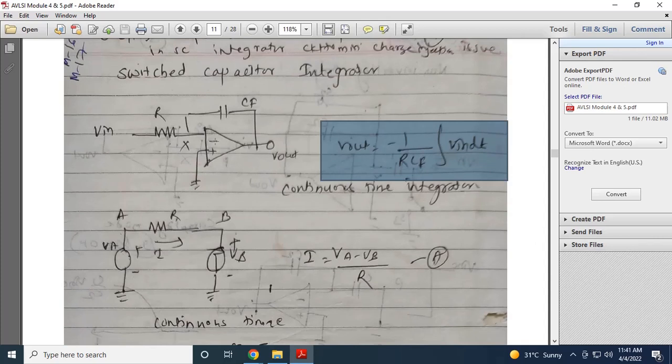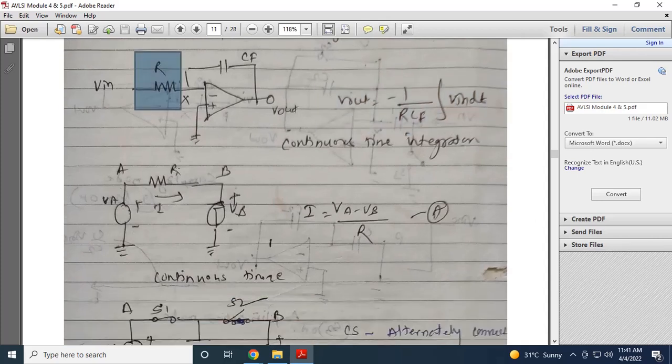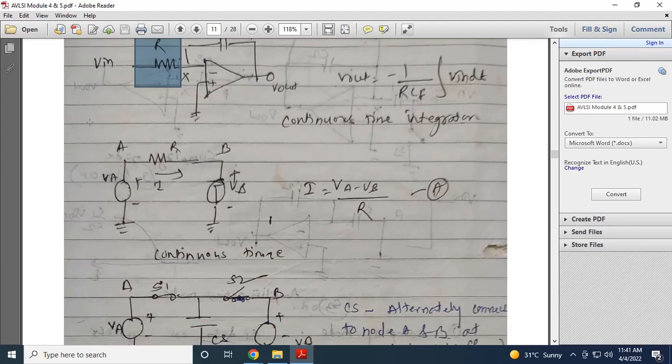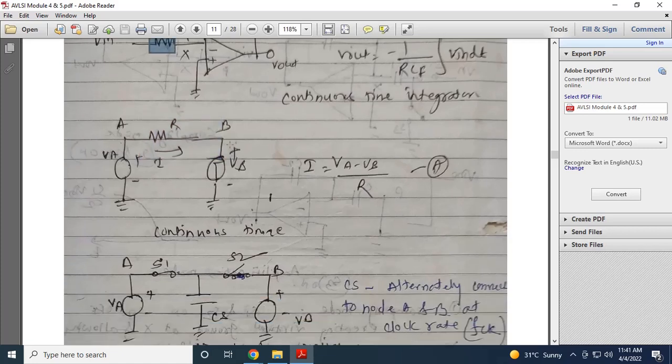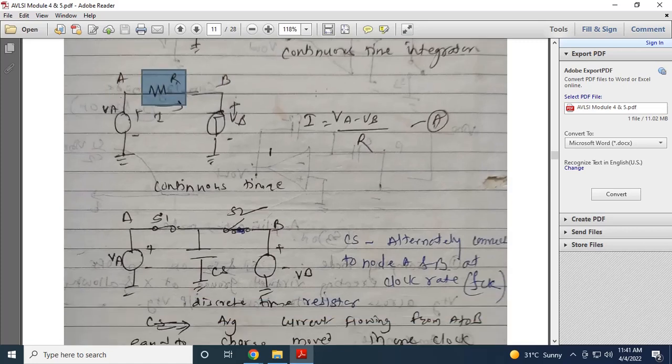Now we will find out the equivalent resistance for a discrete time signal system. So we draw the equivalent circuit. VA is the voltage at node A, VB is the voltage at node B, and this is the resistance at the input side. So we write the current equation for this. I is the current flowing through the resistance R, so that is equal to voltage at A minus voltage at B divided by R. So this is one equation.